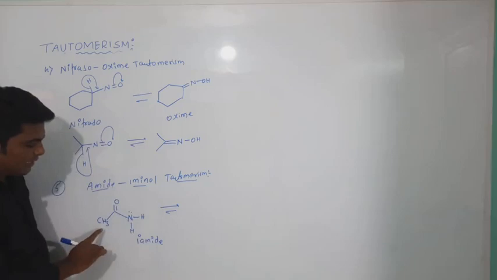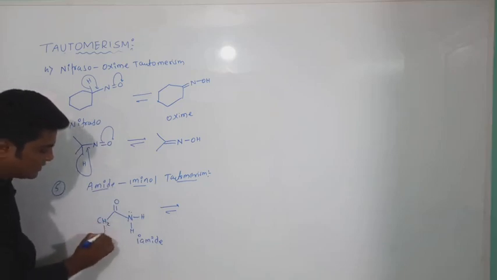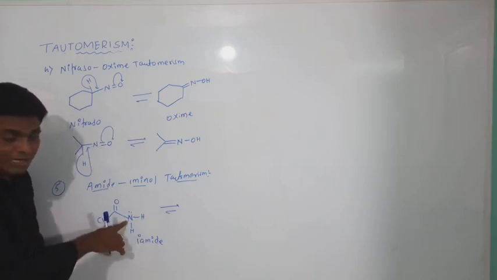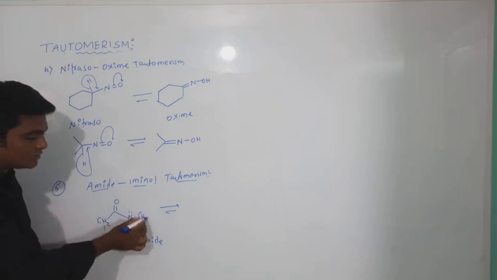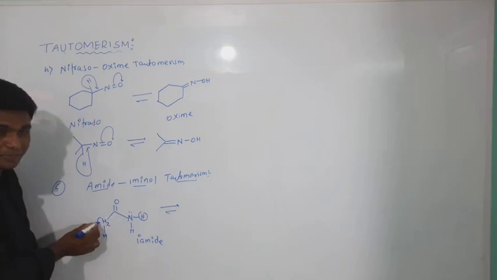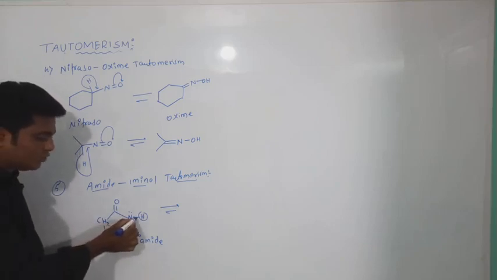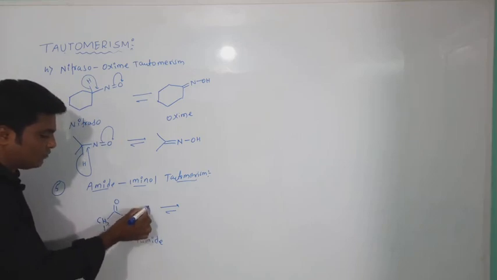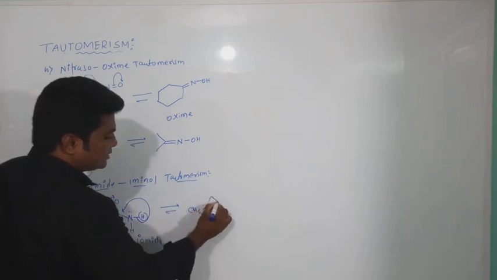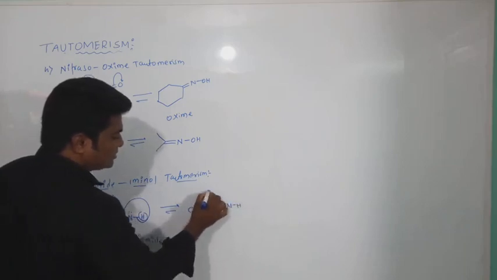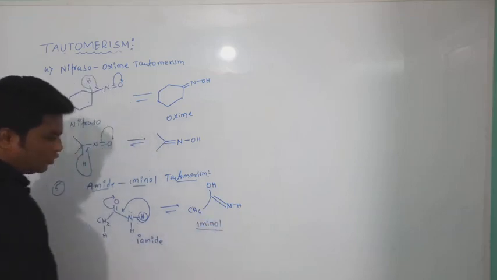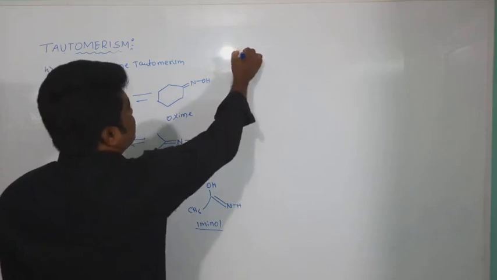See here, just compare. Here the alpha hydrogen atom is attached to carbon atom and here the hydrogen is attached to nitrogen. But nitrogen is more electronegative than carbon atom. It means these hydrogens are more acidic than this hydrogen attached to carbon atom. Are you getting my point? So that's why this hydrogen attached to nitrogen is involved in the tautomerization. And you will get here what? CH3. And here see this is double bond and this is NH and this is OH. This is called iminol. Amide-iminol tautomerism.